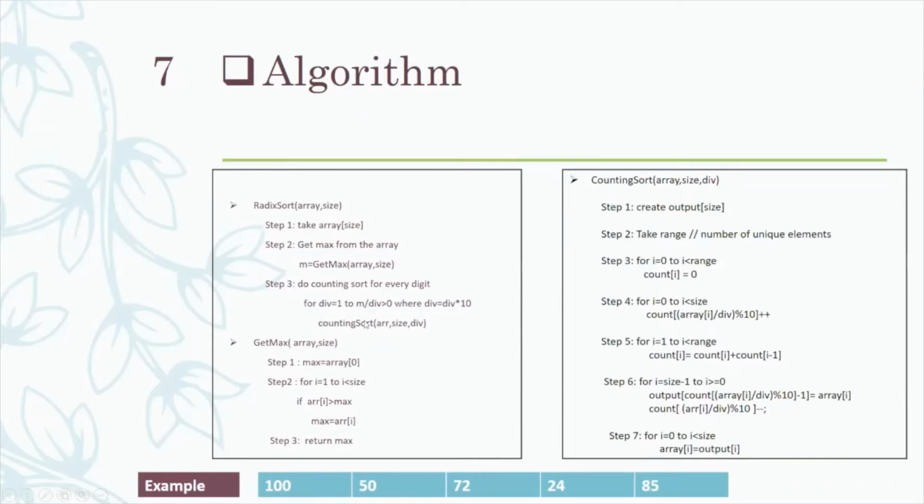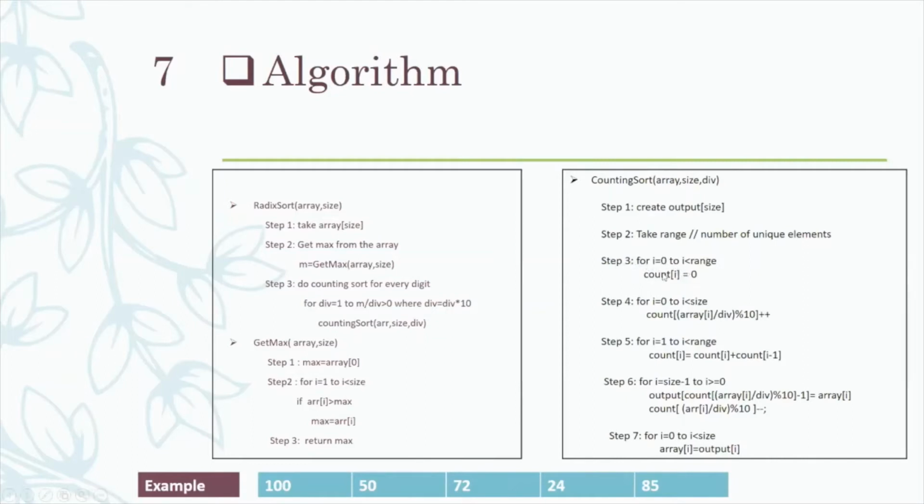Then come to the counting sort part. Okay, the Radix sort uses the counting sort algorithm. Here is the counting sort function. The counting sort function takes 3 variables, which are array, size, and div value, which in this example is 1, 10, and 100. In step 1, we have to create the output array. Then take the range. For our decimal number, the range will be 10.